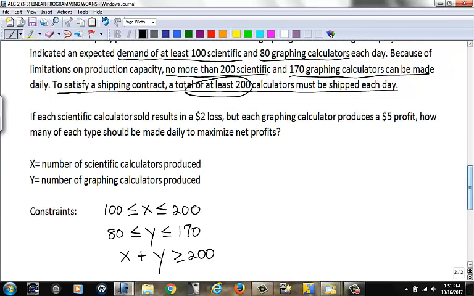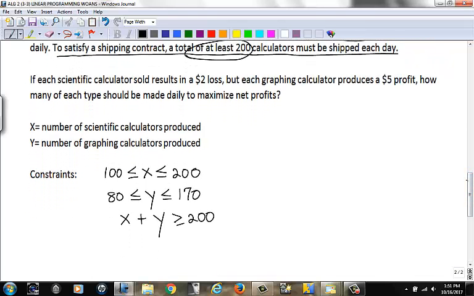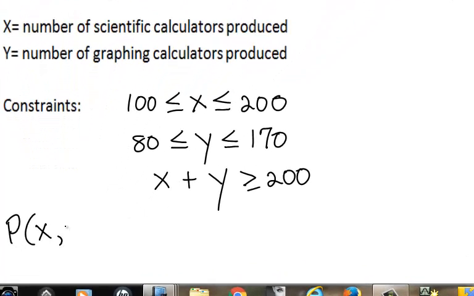Then we need the function equation. It says if each scientific calculator sold results in a $2 loss, but each graphing calculator produces a $5 profit, how many of each type should be made? So the profit, and you can write it, I don't care, I use P for profit, but you could use f of x, y also. You're going to lose on the scientific, -2 times the number of calculators, but you're going to make $5 on the graphing ones. So there's your function. You see where that comes from? Why is it -2? Because you're going to lose.